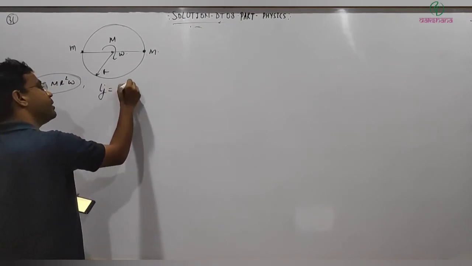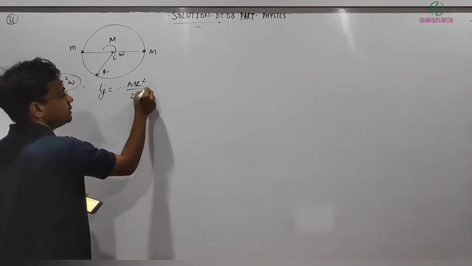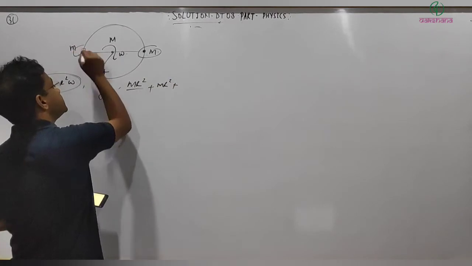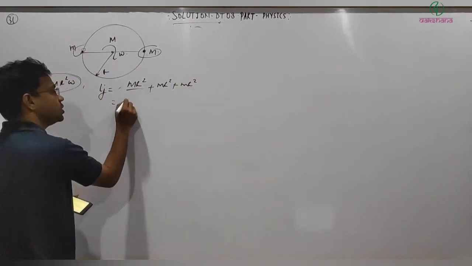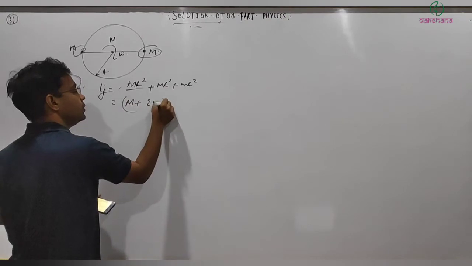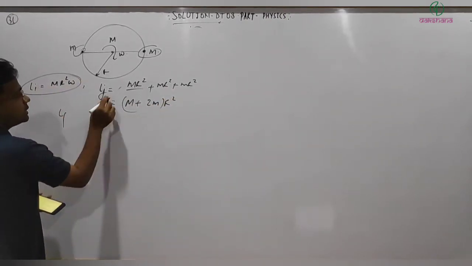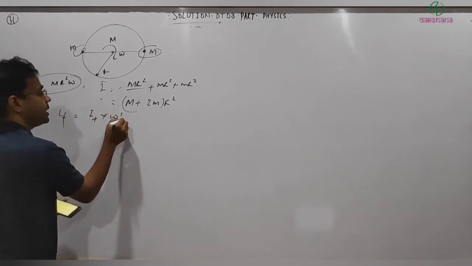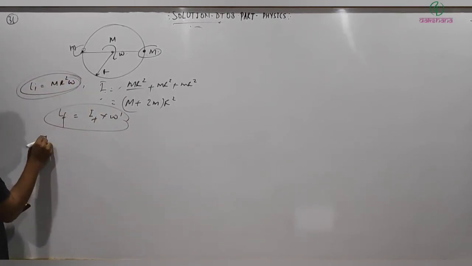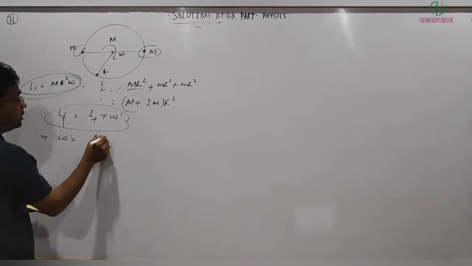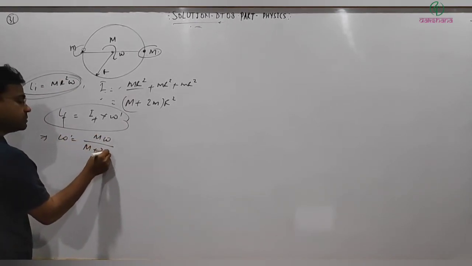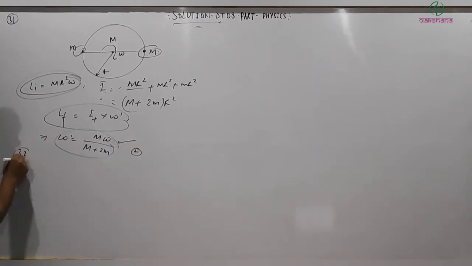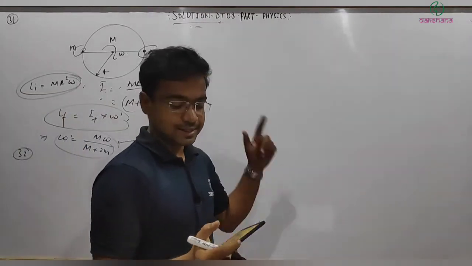So L final will be equal to how much? This is M r square, because the ring's moment of inertia remains the same, M r square, plus due to this m r square, plus due to this also m r square, that comes out to be capital M plus 2 times small m into r square. This is I final. So L final will be equal to I final into omega prime. This must be equal to initial. Simplifying it, we get omega prime is equal to capital M into omega divided by capital M plus 2 times small m. That is the answer to problem number 31, matching with option number 1. Question number 32.